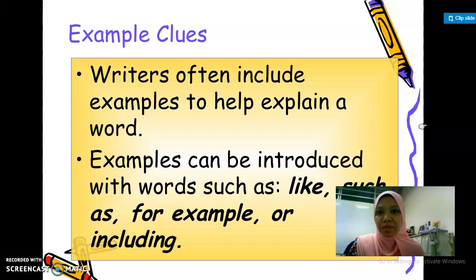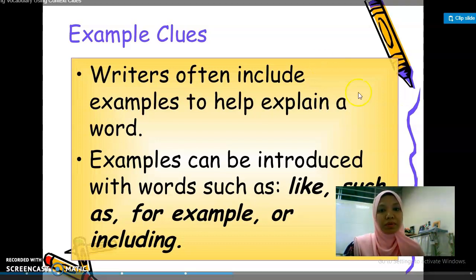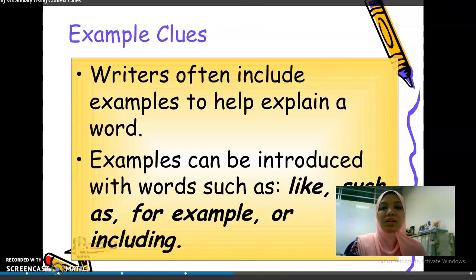Writers often include examples to help explain a word. This is another approach. When an unfamiliar word is given, further examples would be given to demonstrate the nature of the word, how it is used, or the types that come within the word. Signal words given would be such as, like, as, for example, or including.